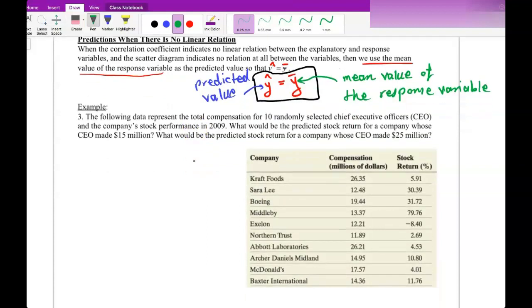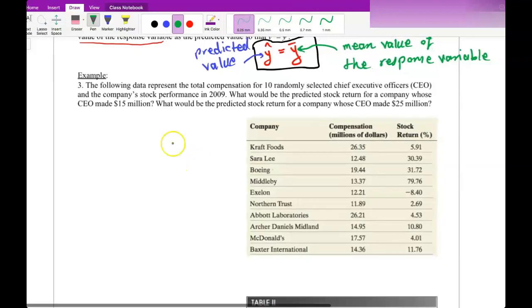Example number 3. So on the spot, we have 10 randomly selected chief executive officers, because we have 10 numbers here. So that's why our sample size is equal to 10. So the company's stock performance in 2009. So this is the company's stock performance. Now, what would be the predicted stock return for a company whose CEO made $15 million? What would be the predicted stock return for a company whose CEO, chief executive officer, made $25 million?